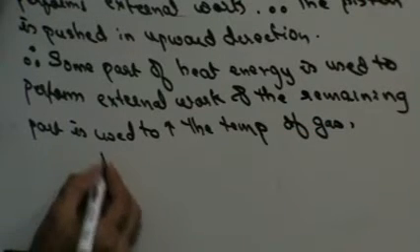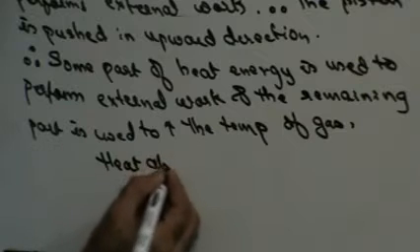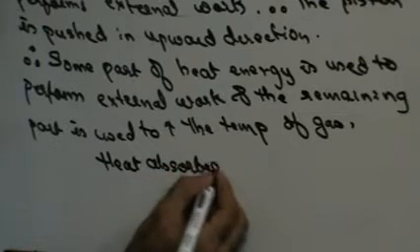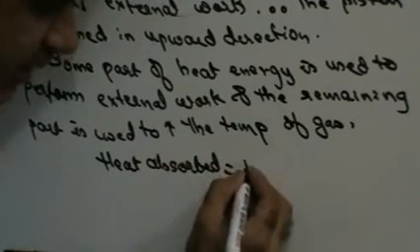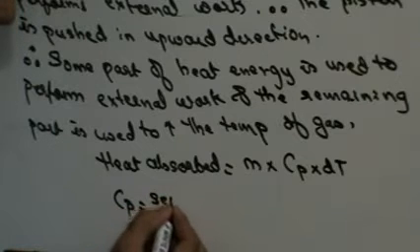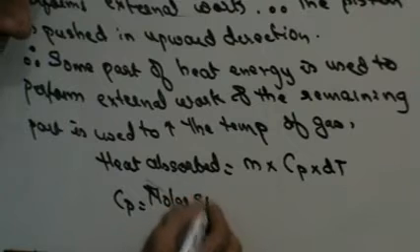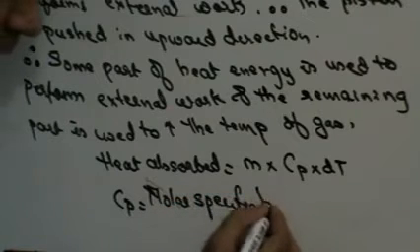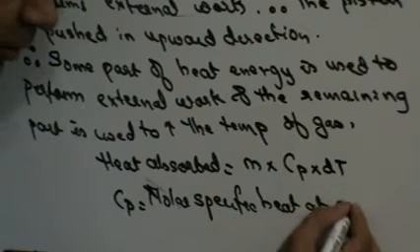right? In this case, I can say that the heat absorbed is nothing but m Cp dT, mass into specific heat at constant pressure, because I am keeping the pressure constant here, into the change in temperature, that is dT, where Cp stands for molar specific heat at constant pressure.